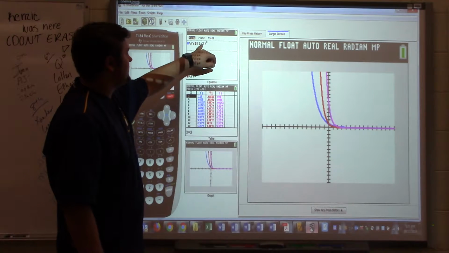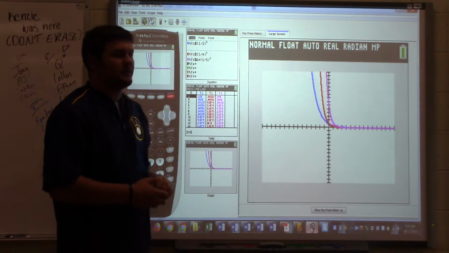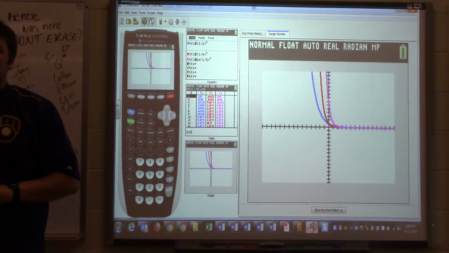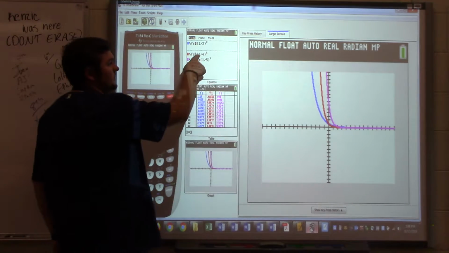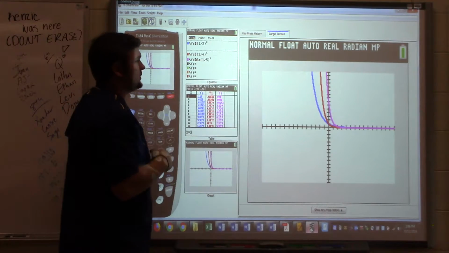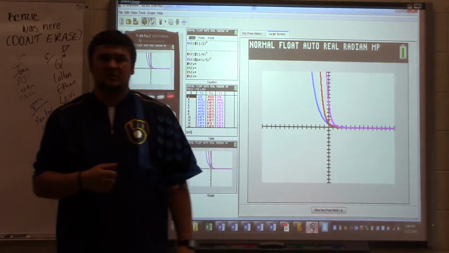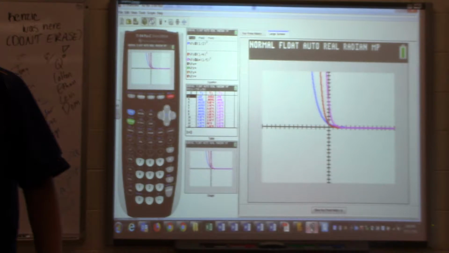My numbers are changing. 1/2, then 1/4, then 1/5. Are they getting smaller or bigger? Those numbers are getting smaller, right? 1/2, 1/4, 1/5. What's happening to their graphs? They're getting closer to the y-axis, right?